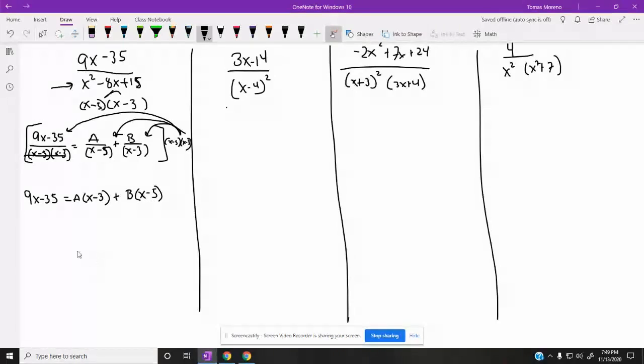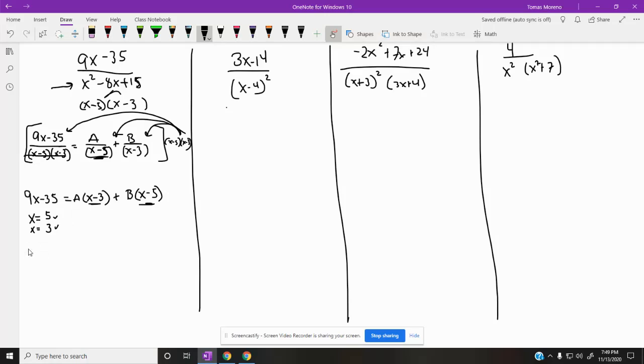Now I want to test two x solutions: x equals 5 and x equals 3. Why are these the two I'm testing? Because when this is 0, or when this is 0, that's what I want to test. If I plug in a 3 here, this becomes 0. If I plug in a 5 here, this becomes 0. I want to do that because I want to eliminate one of the variables, since I'm solving for either A or B.